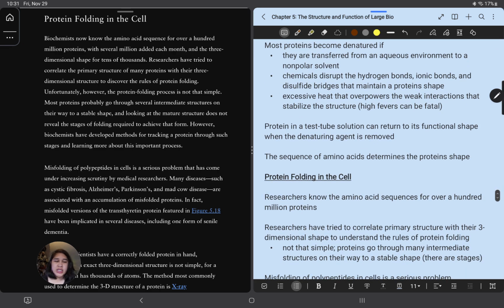Most proteins become denatured if they are transferred from an aqueous solution to a nonpolar solvent, or by chemicals that disrupt the hydrogen bonds, ionic bonds, and disulfide bridges that maintain the protein's shape, or by excessive heat that overpowers the weak interactions that stabilize the structure. High fevers can be fatal. Proteins in a test tube solution can return to their functional shape when the denaturing agent is removed. The sequence of amino acids determines the protein's shape.